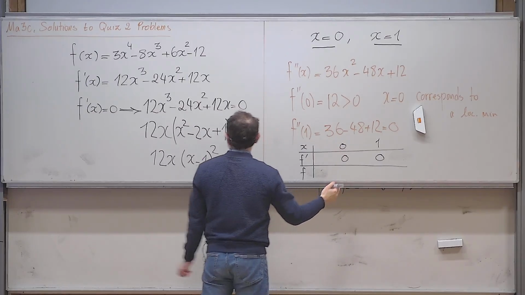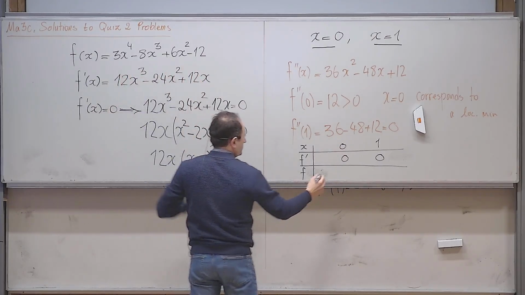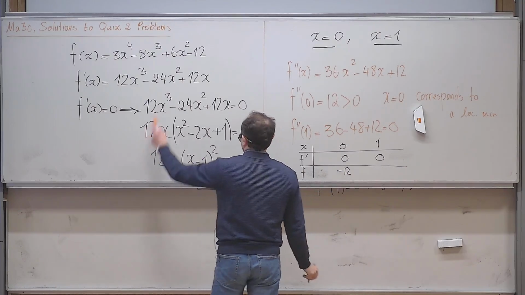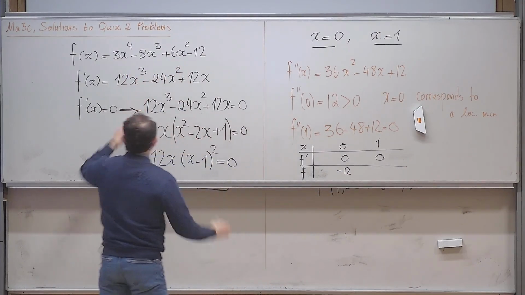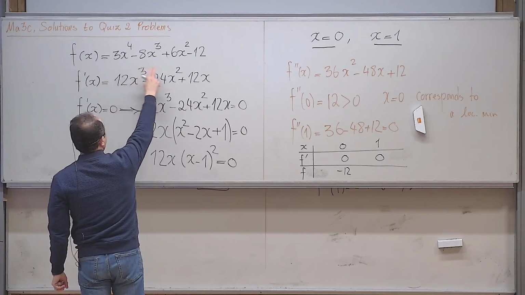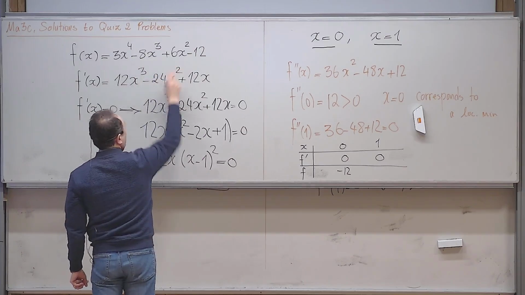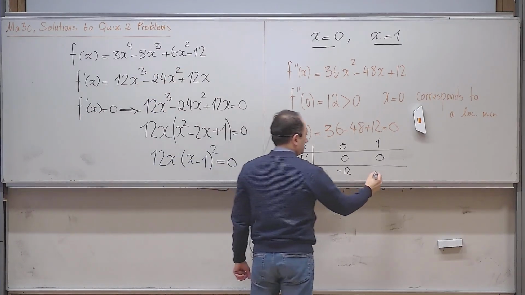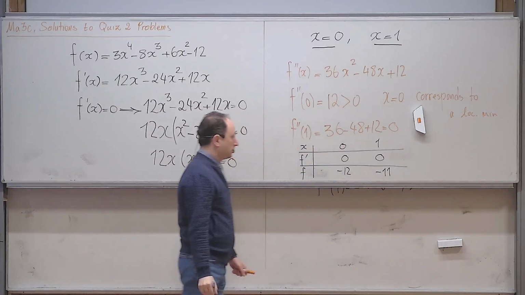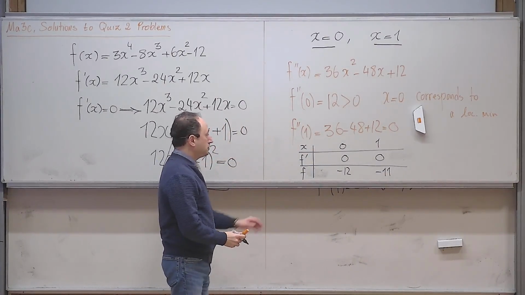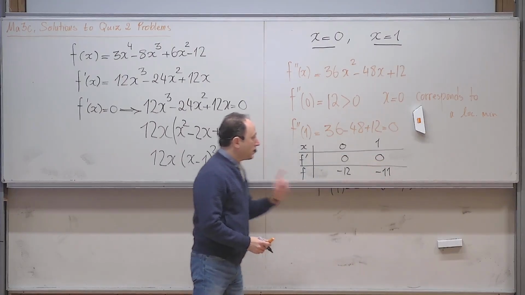If I put 0 in my function, the answer is minus 12. If I put 1 in my function, what will happen? It becomes minus 11. Am I right? So 3 minus 8 minus 5, for 1 it is minus 11. Okay. And now I need to find the sign here. And the sign is also very simple.